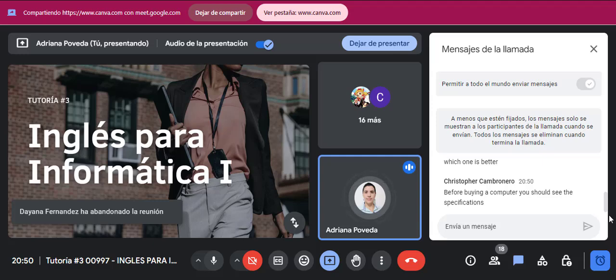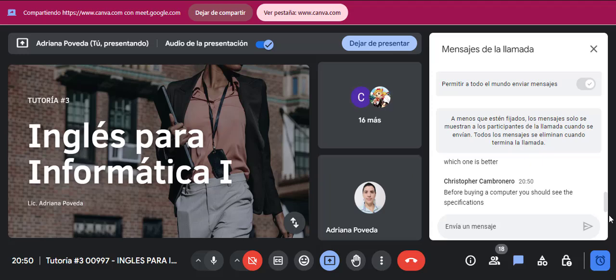Okay, Christopher wrote, before buying a computer, you should see the specifications. Good. Christopher, you didn't include a conjunction, but the sentence is good. Sure, sorry, I always forget the conjunction. That's okay, but if in the exam or the quiz you are requested to use the elements, remember that's part of the evaluation. But the sentence is correct.